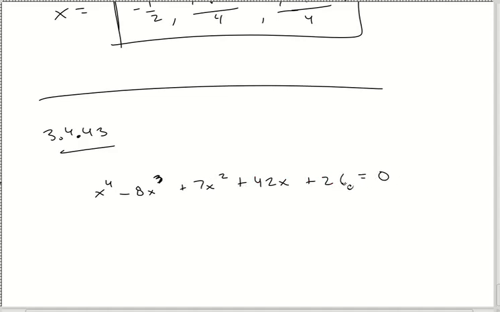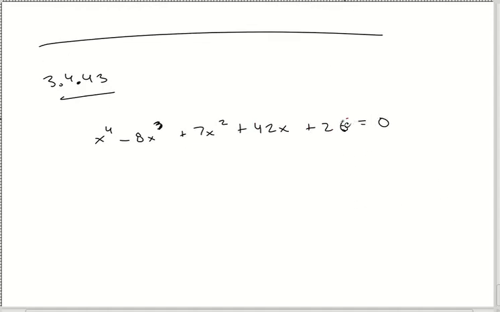And there we go. Okay, so I got this crazy thing here. First off, I want to do the possible rational zeros. What are the factors of 26?